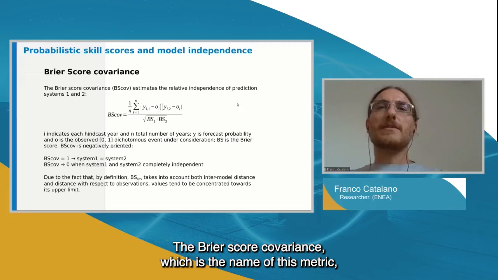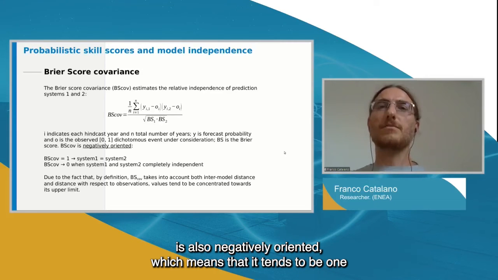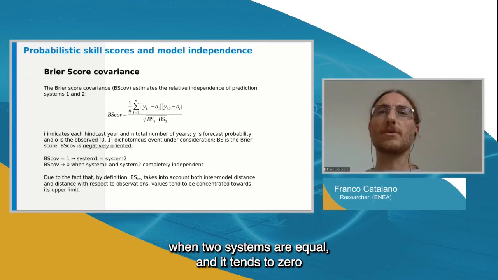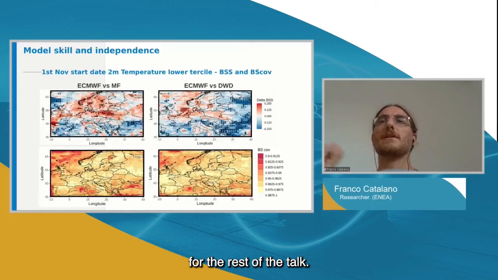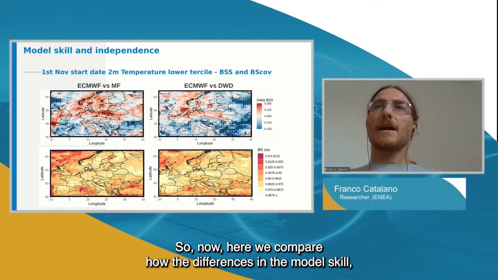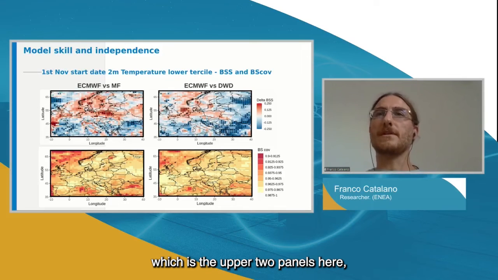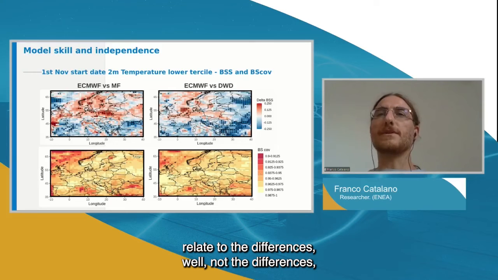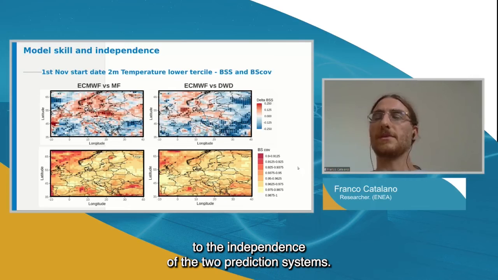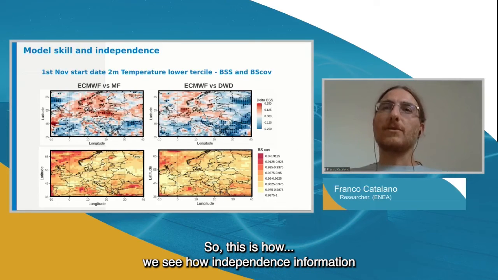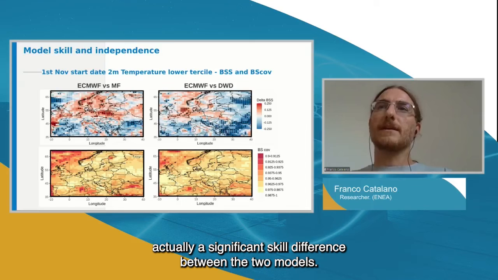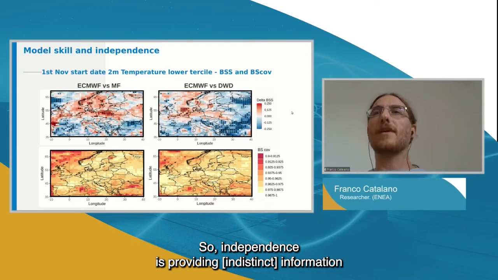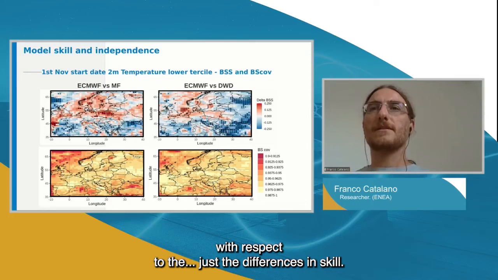The Brier score covariance, which is the name of this metric, is also negatively oriented, which means that it tends to be 1 when the two systems are equal, and it tends to 0 when the two systems are completely independent. Bear in mind this because it will be very important for the rest of the talk. So now here we compare how the differences in the model skill, which is the upper two panels here, relate to the independence of the two prediction systems. This is how we see that independence information is relevant here with the reddish parts, even over regions where we do not see a significant skill difference between the two models. So independence is providing added information with respect to just the differences in skill.